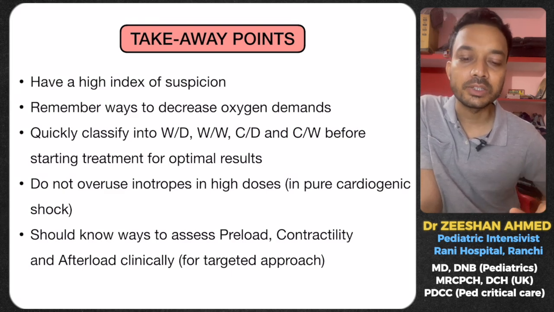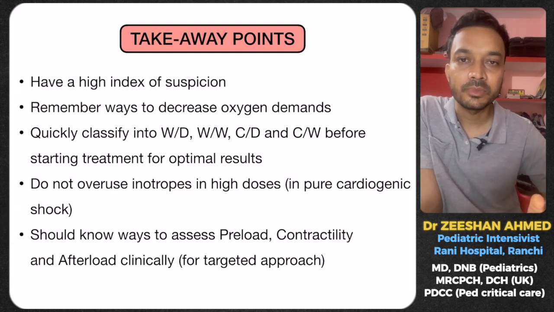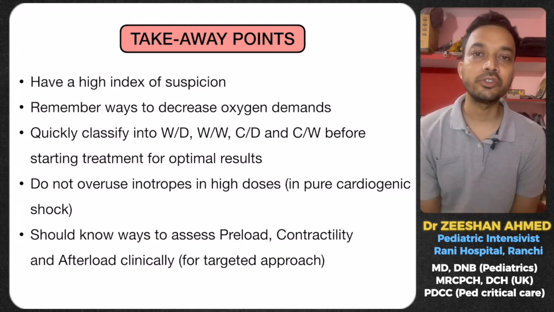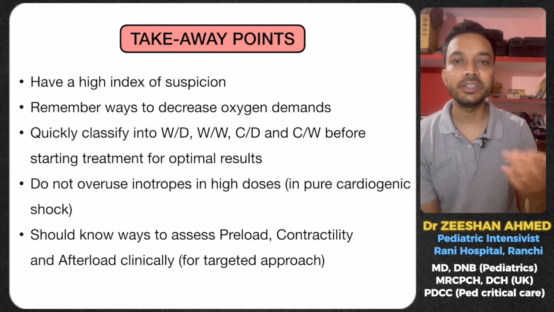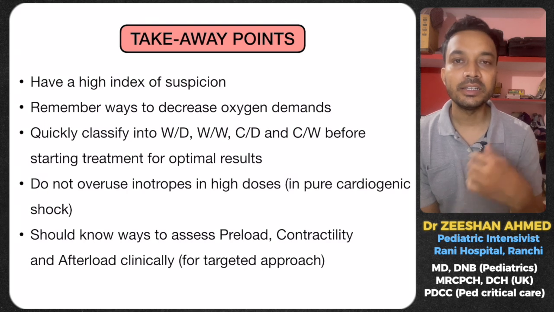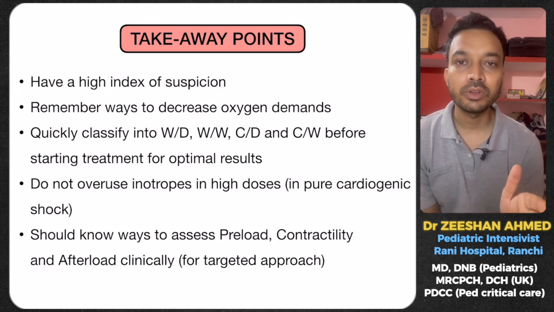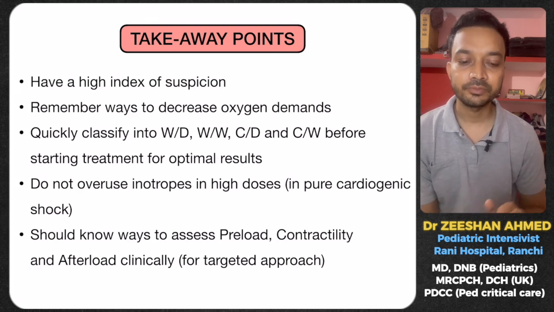And we should quickly classify them into wet and warm, dry and warm, cold and dry, and cold and wet, because the treatment modalities differ. The algorithms differ in case of all these subtypes. And we should not overuse inotropes in very high doses. If we go beyond 0.3 microgram per kg per minute in cases of epinephrine or adrenaline, it leads to too much increase in heart rate, which will not allow the heart to go into diastole, and which will increase the myocardial oxygen demand, and all these things will lead to aggravation of the heart failure.